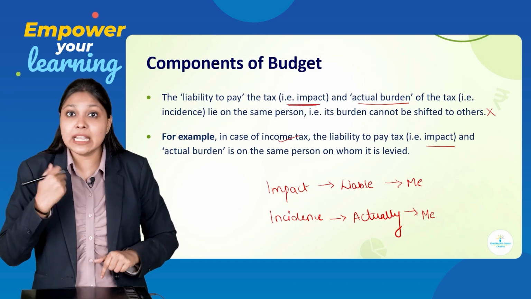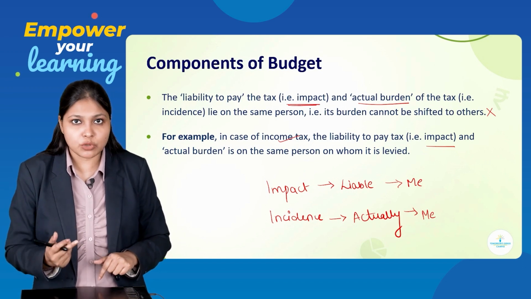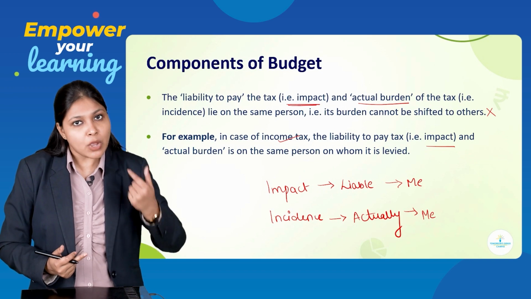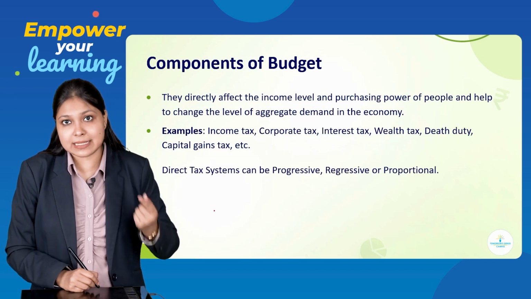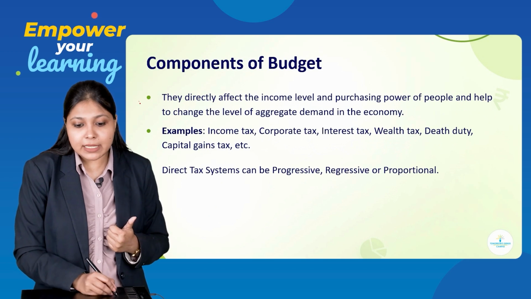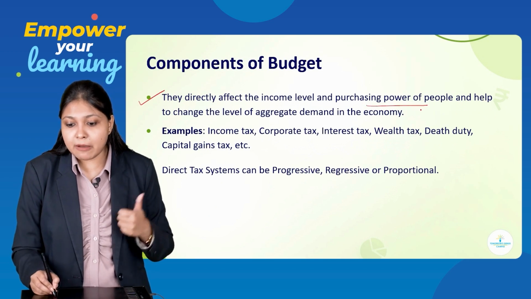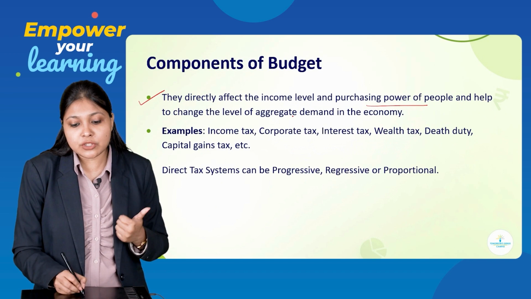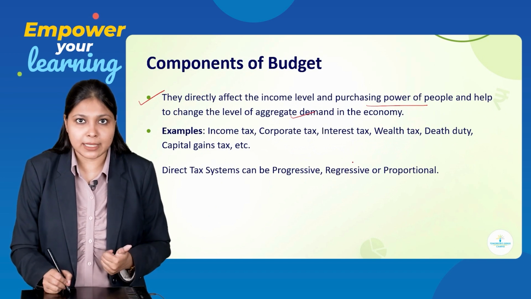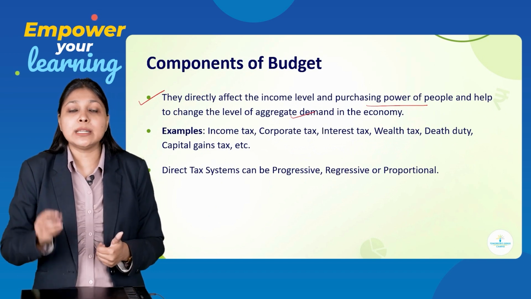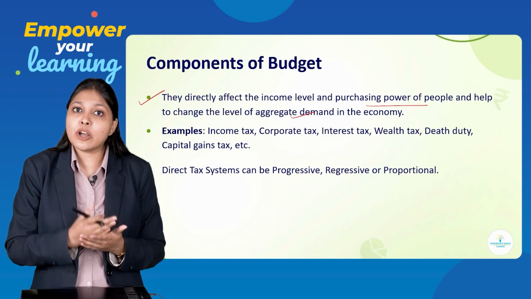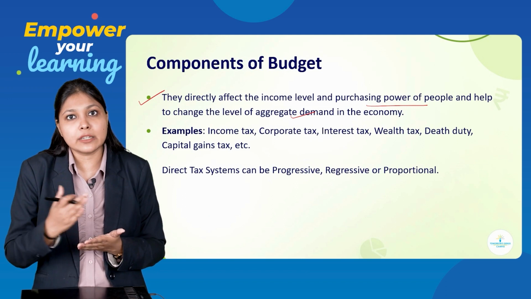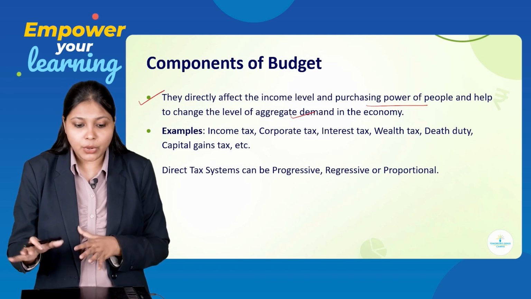Since I am paying direct tax, from the income of the consumer or the person. So, I am going to pay direct tax from the income which I am receiving. They will directly affect the level of income and purchasing power of people and help to change the level of aggregate demand in the economy. We have already understood what happens when the direct tax increases or decreases, because direct tax is directly related with your disposable income. Okay.